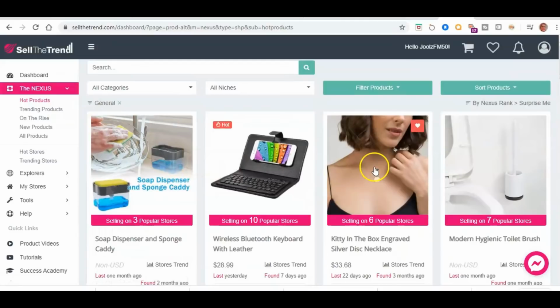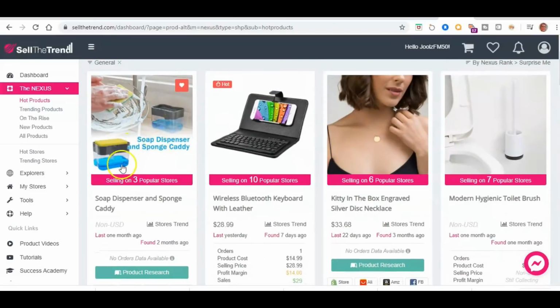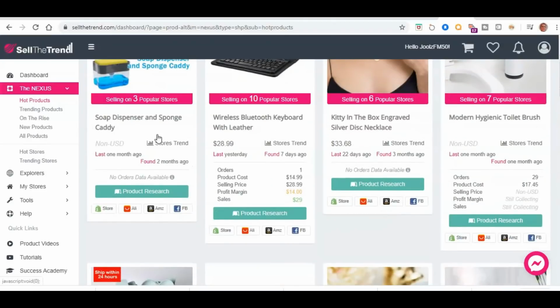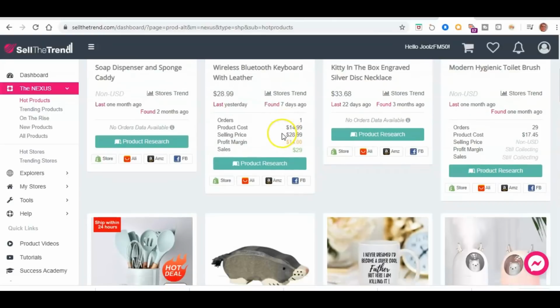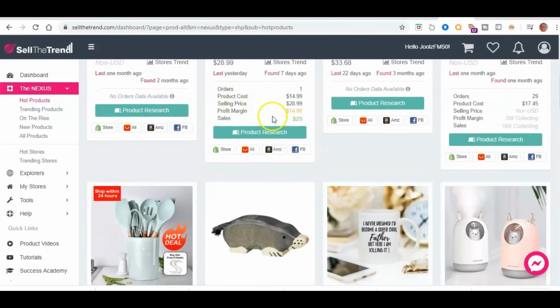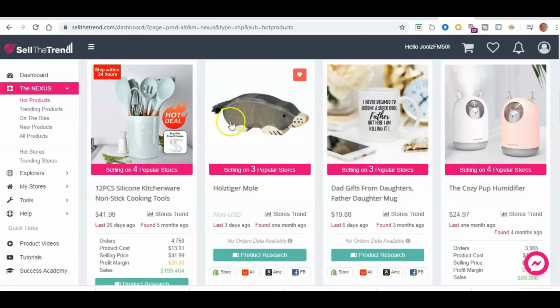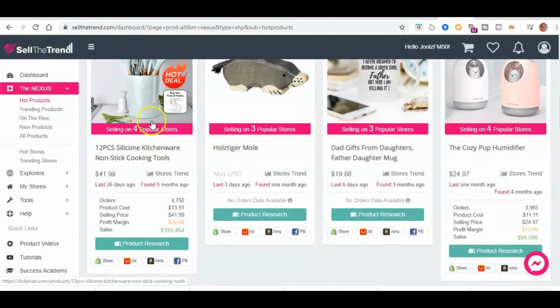Now this is very interesting, isn't it, because there are some necklaces here, a toilet brush, interestingly, a soap dispenser and caddy. Those would be quite nice for my kitchen store. They also give you the chance to look at that product on AliExpress, on Amazon, or see if it's on Facebook. That one's only had one order, so even though it's such a hot product, it hasn't been ordered a huge amount of times.